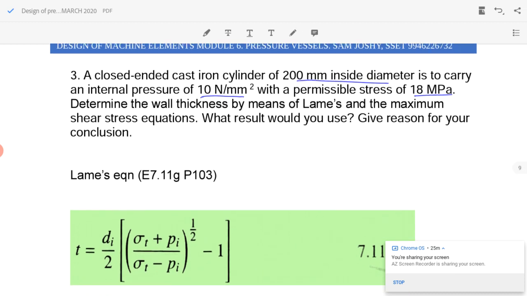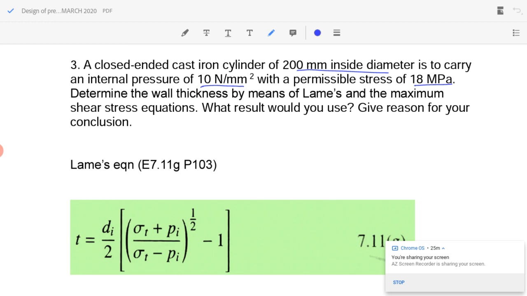Substitute all those values. Inner dia Di equal to 200 mm, given. Then sigma T, the permissible stress, equal to 18 megapascal. I believe it was already divided by the factor of safety. And internal pressure equal to 10 Newton per mm square.